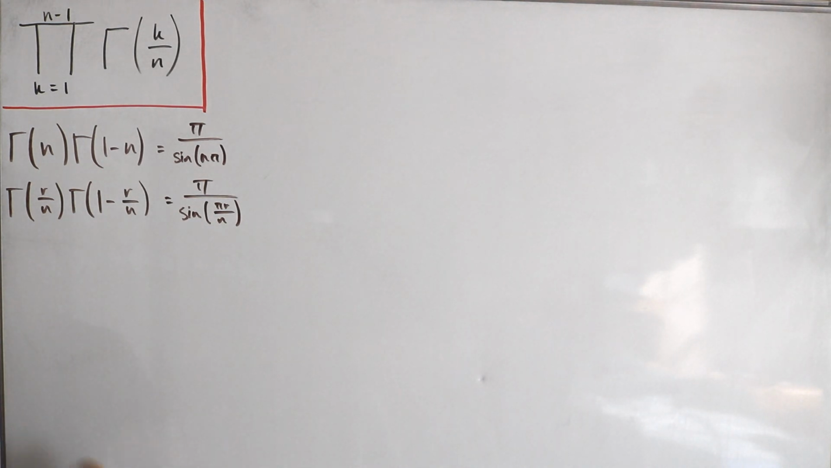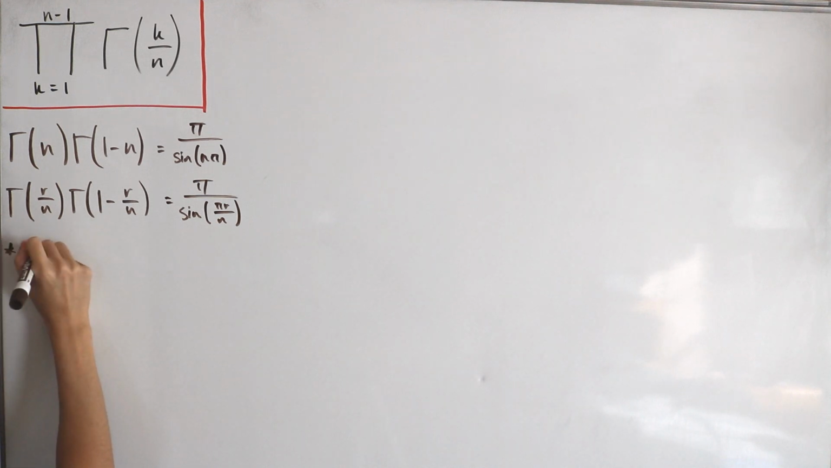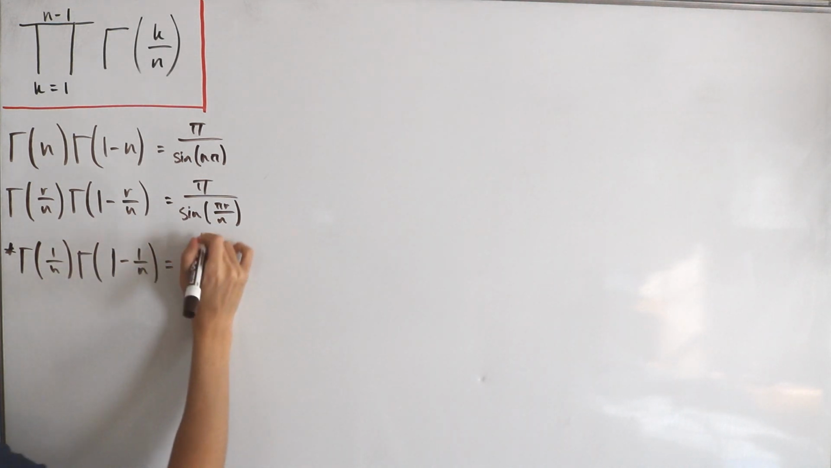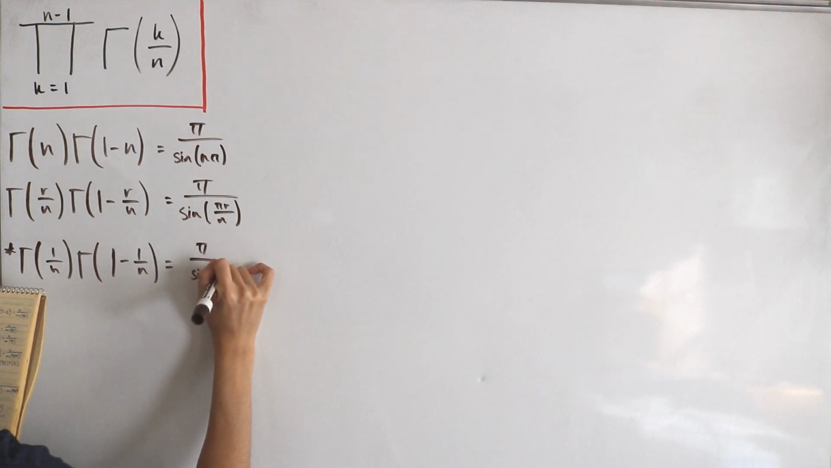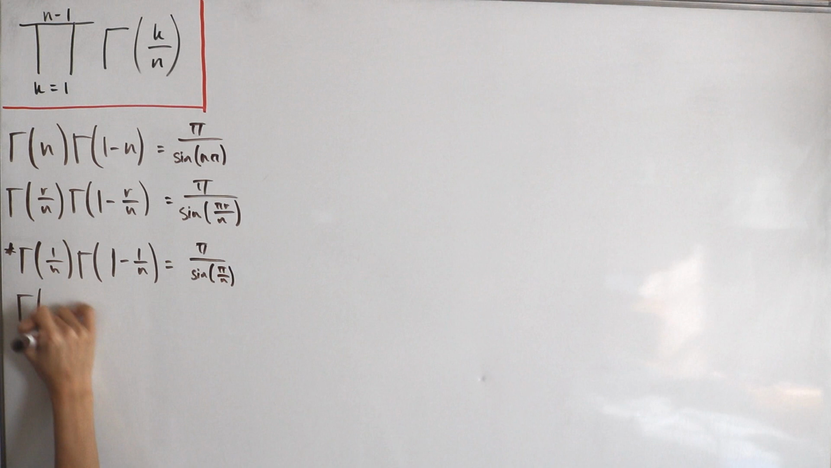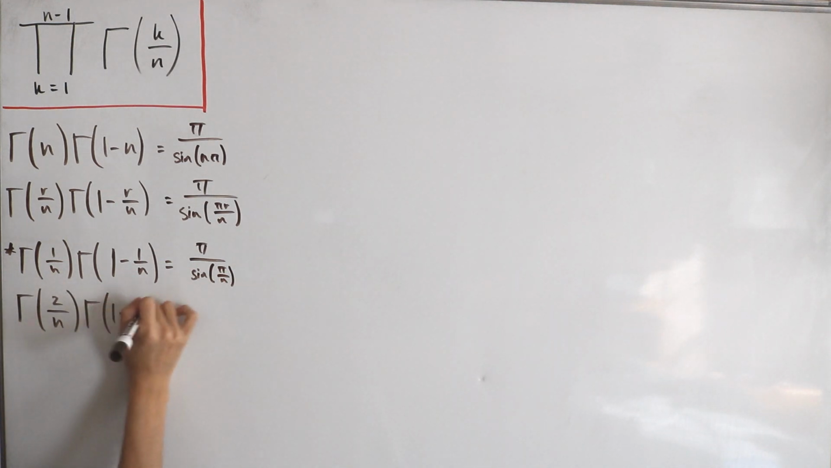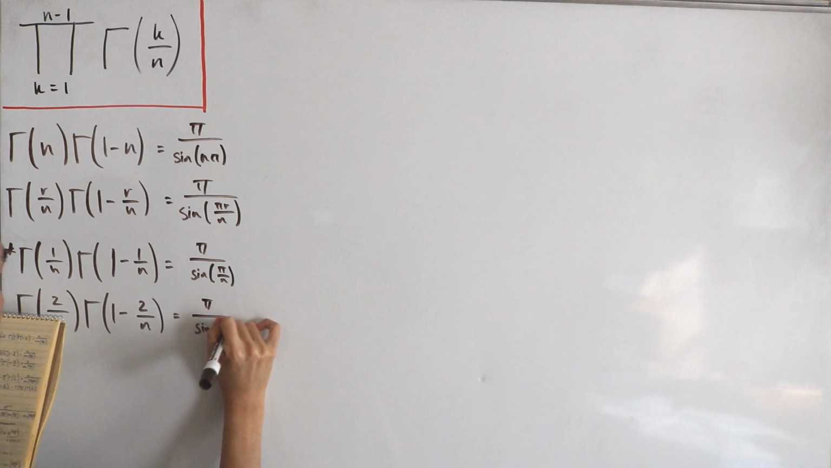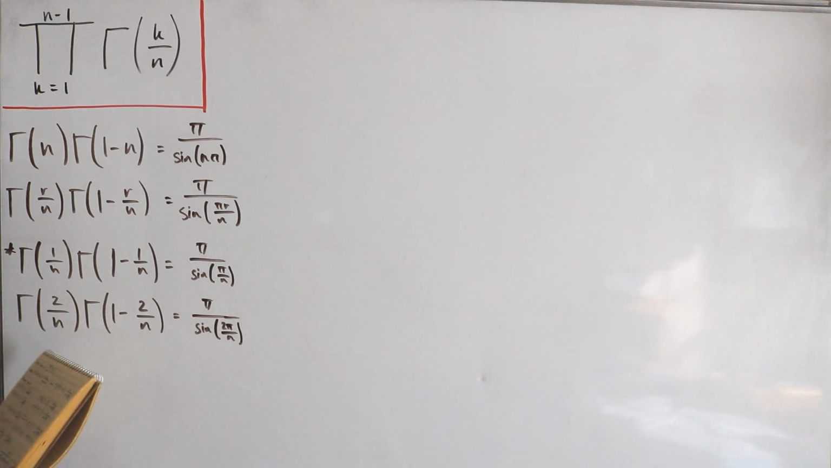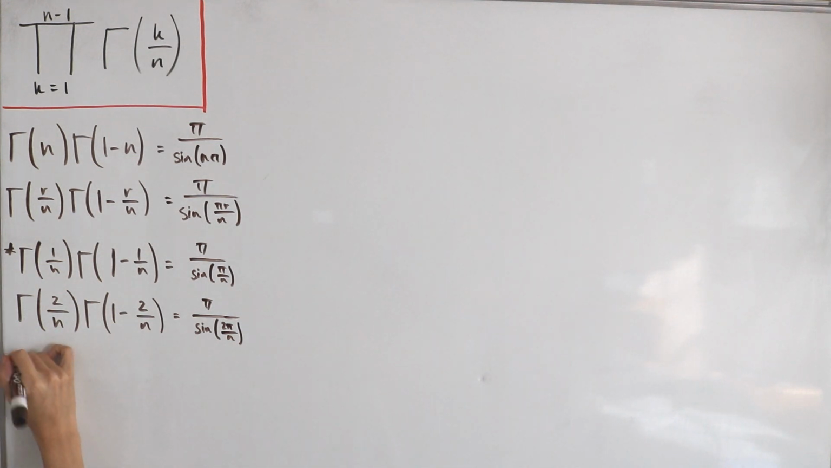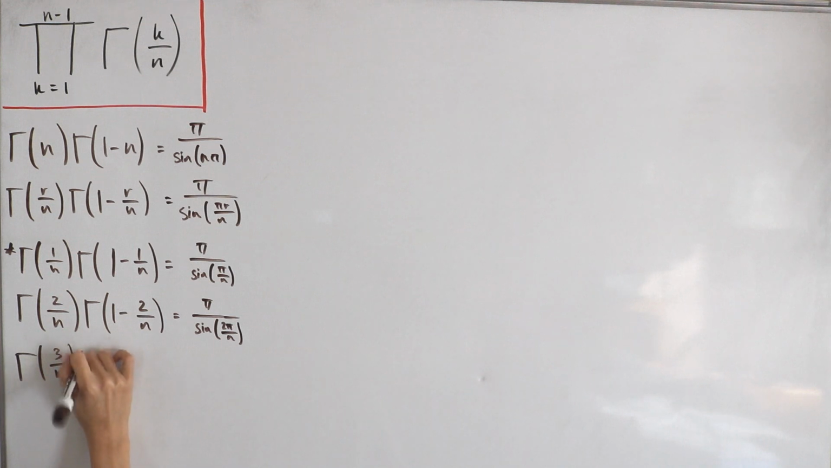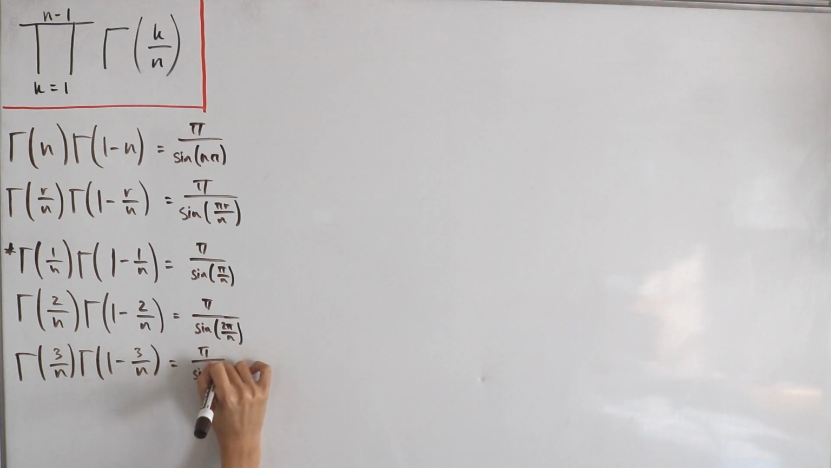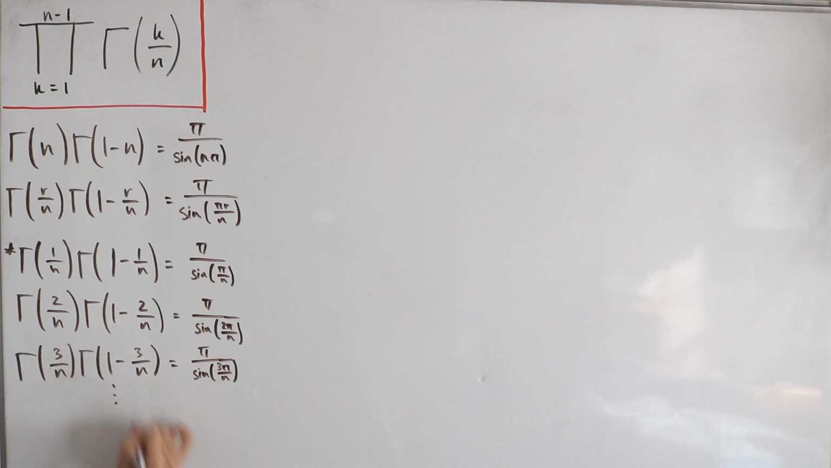For example, let's start with r equal to 1. So gamma of 1 divided by n, multiplied with gamma of 1 minus 1 over n, simply equals pi divided by sine of pi divided by n. Next, let's do 2. Gamma of 2 divided by n, times gamma of 1 minus 2 divided by n, is just pi divided by sine of 2 pi divided by n. Let's keep going with a few more numbers. Let's try r equal to 3. Gamma of 3 divided by n, multiplied with gamma of 1 minus 3 divided by n, is just pi divided by sine of 3 pi divided by n. Okay, so we get the gist, just keep going so forth.